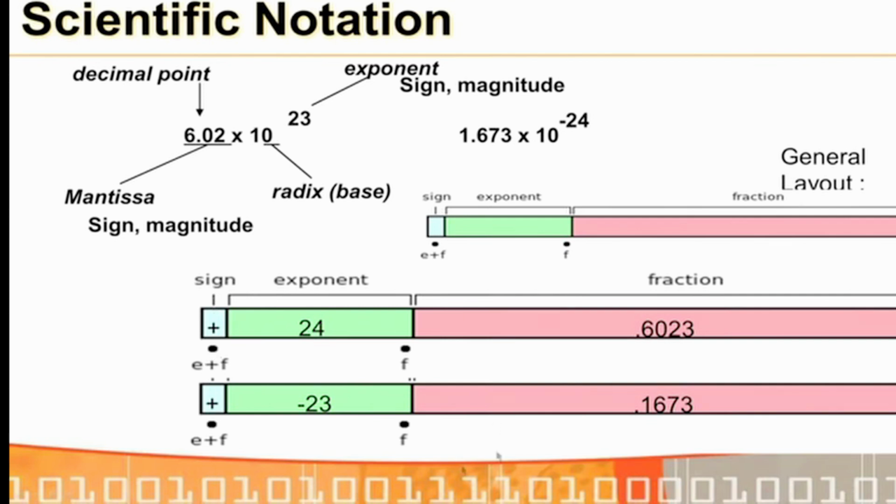But I said there are infinite ways of representing this. I can represent it as 0.6023 into 10 power 24, or as 6.023 into 10 power 23, or I could put 60.23 and put 22 as the exponent, and so on. Or I could put 0.06023 into 10 power 25. So I have different ways of representing this, and I need to have some standard.